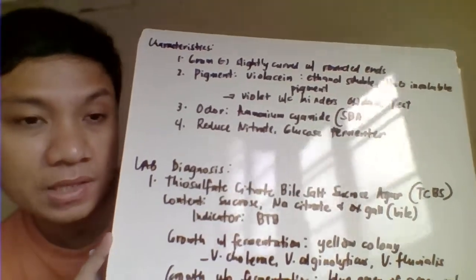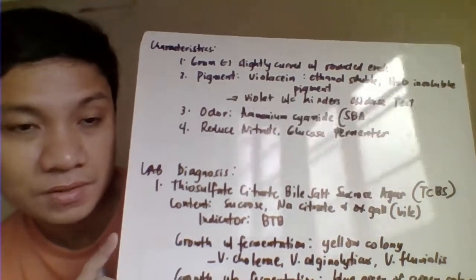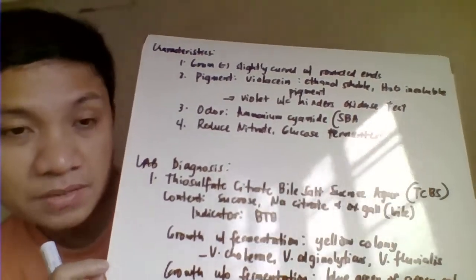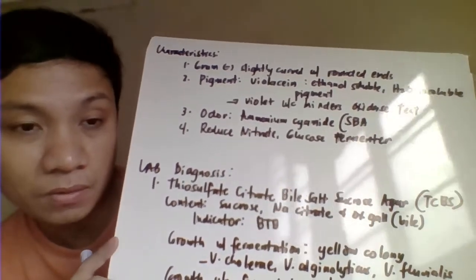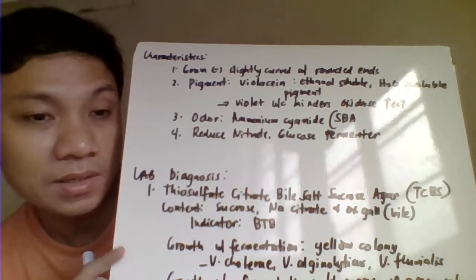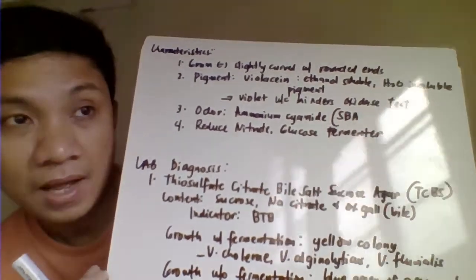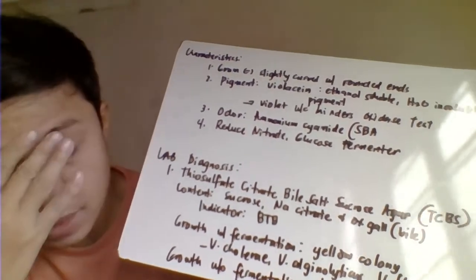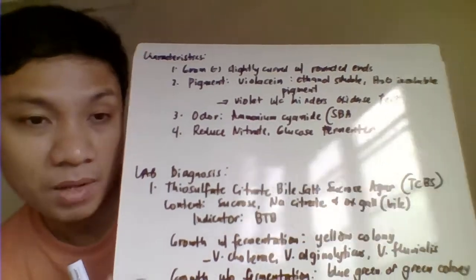The first one, we have your TCBS, your thiosulfate, citrate, sucrose, bile salts. Again, this is a selective media for your Vibrio. So this culture media contains the following. It contains the carbohydrate in the form of your sucrose, and meron siyang bile, which are inhibitory to other organisms, so it will only allow the growth of your Vibrio. So this is in the form of your sodium citrate plus your oxgall. Plus, our indicator for this one is your bromthymol blue.